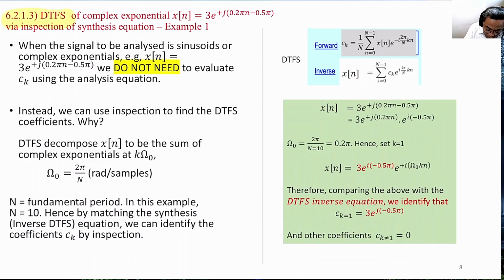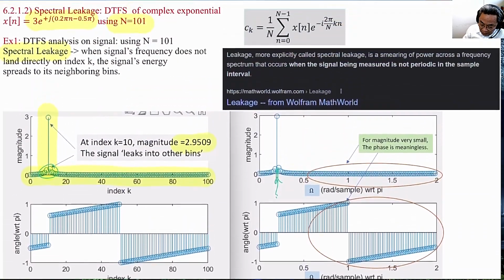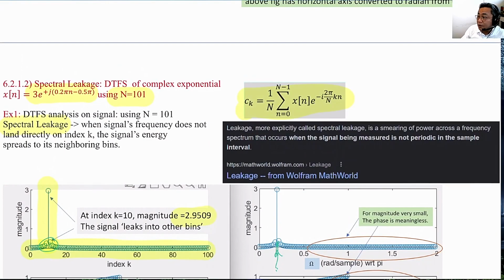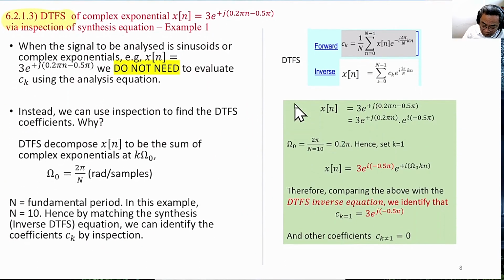6.2.1.3. In the past few slides, we examined how to compute the DTFS of a complex exponential using this analysis equation directly. And of course, we can use a computer to write this, and we generate samples and we compute the c_k's directly. However, in this particular example of complex exponential, we really do not need to evaluate the c_k's using the analysis equation. We can actually instead just inspect x[n] and we can get the c_k values directly.